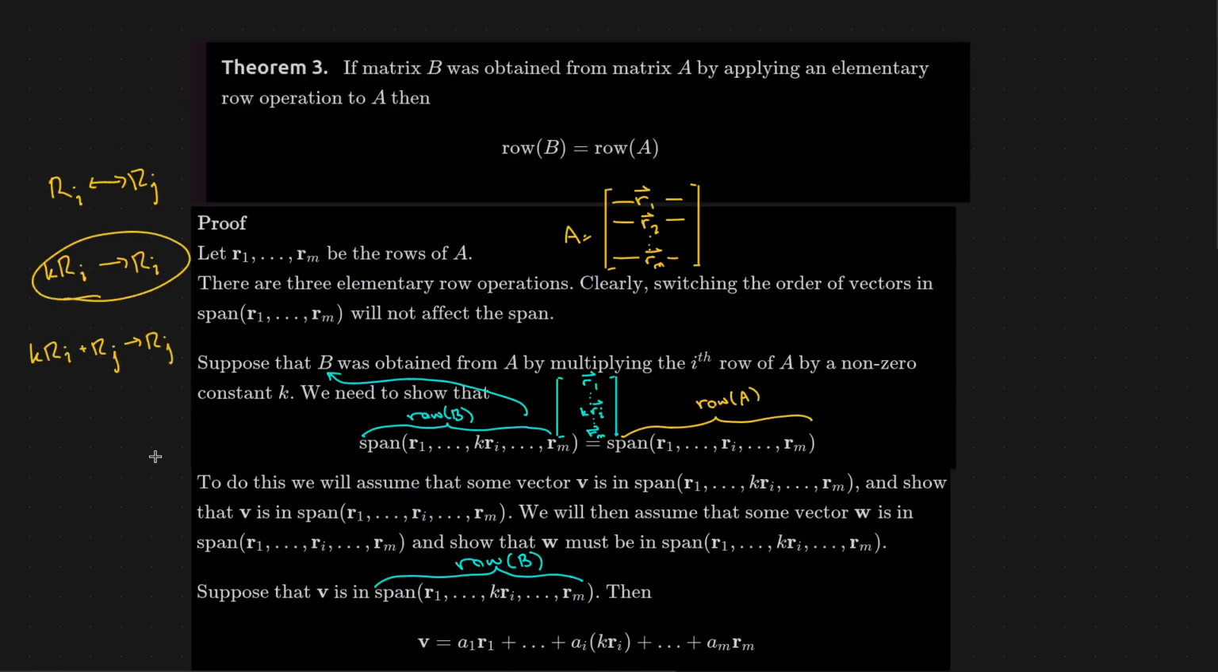Row space of A. Because it's in the span, we can express W as a linear combination of the rows of matrix A. So a constant times the first row, plus a constant times the second row, plus a constant times the ith row, all the way to a final constant times the last row of A. Now, remember, k isn't 0. The elementary row operation here, multiply a row by a constant, that constant has to be non-zero. Because it's not 0, that means we could divide it.